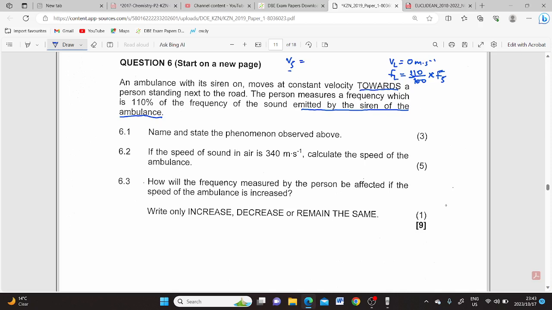By the way, the frequency of the source is not given, but we know that this listener is hearing 110% of the frequency of the source. It means, because the source is moving towards the listener, the listener will hear more than 100%, that's why it says 110. Name and state the phenomenon observed. So of course it's the Doppler effect.